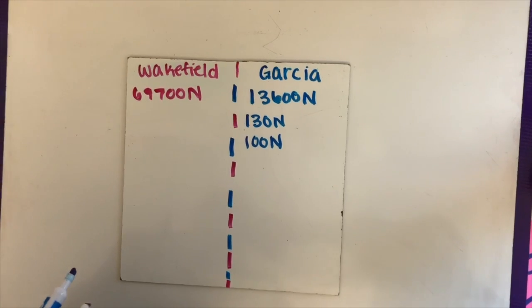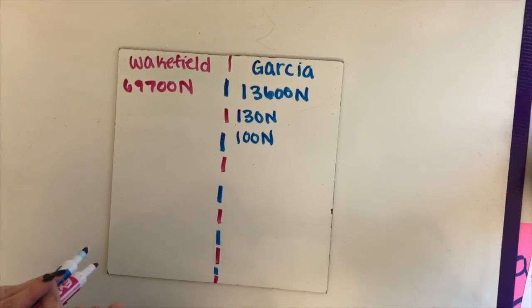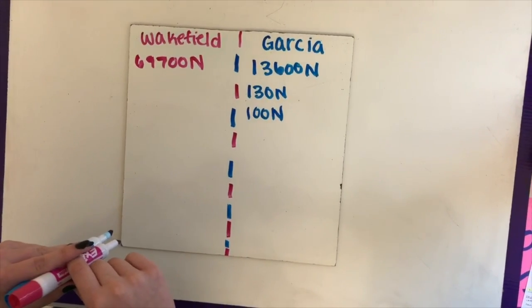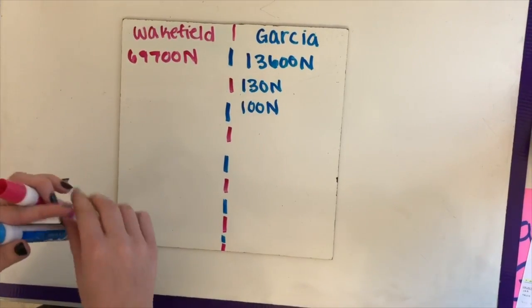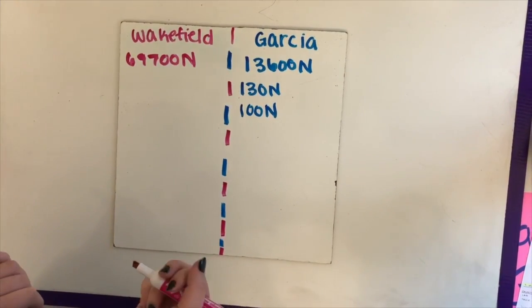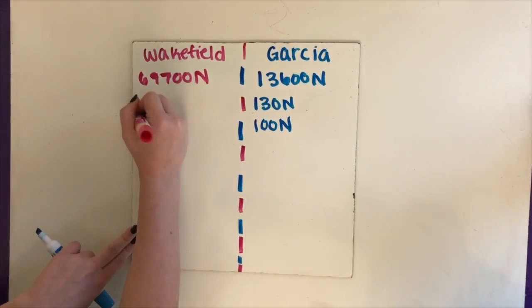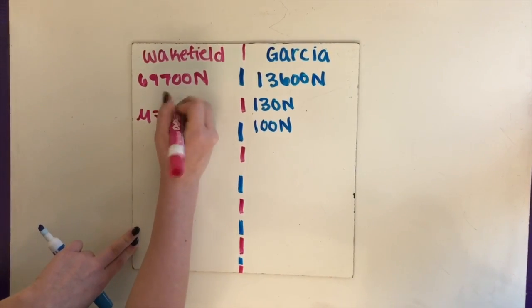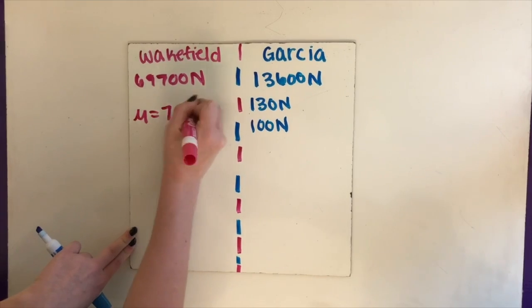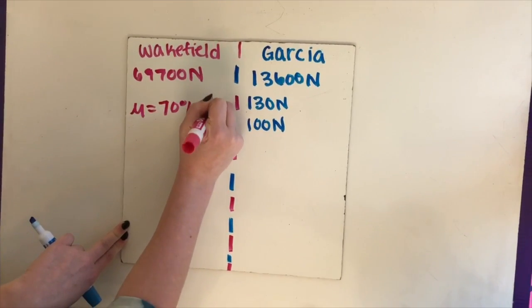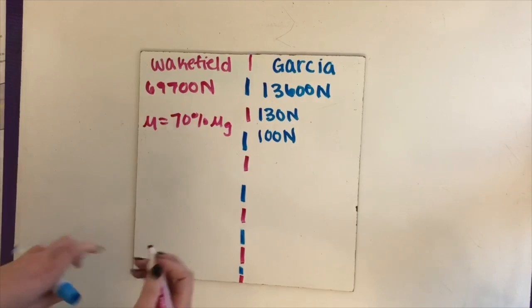These values can be used to find the coefficient of friction for Mr. Garcia's car. By finding the coefficient of friction for Mr. Garcia's car, we can find the coefficient of friction for Miss Wakefield's car by using the formula mu equals 70% of the coefficient of friction for Mr. Garcia's car.